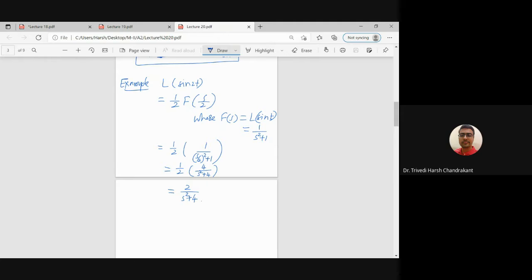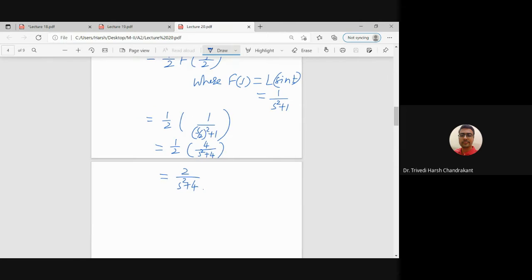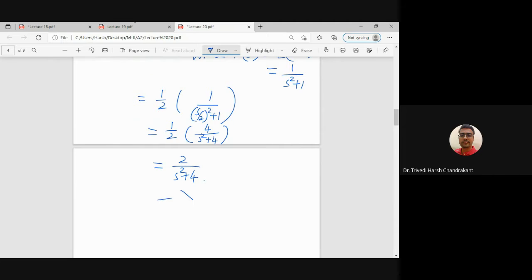In general, we can do the same for the Laplace transform of sin at. The sin at formula we already know directly, but we are also getting it by application of this theorem.